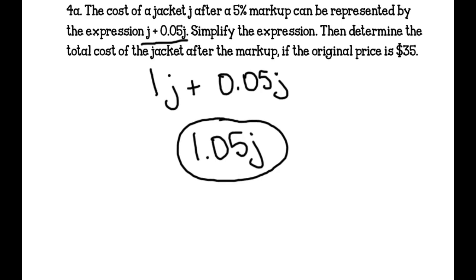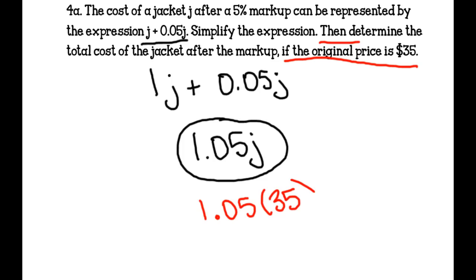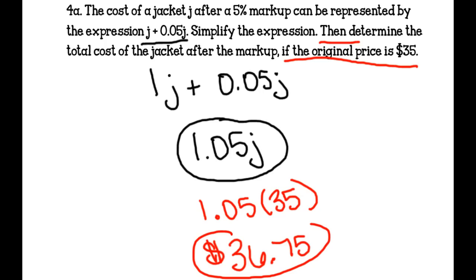But then they gave us a second part of the question. They said, then determine what the total cost of the jacket is after the markup if the original price is $35. So J is representing the original price. So we take 1 and 5/100 times 35. And we get $36.75. So that is how much, after they mark up the price of the jacket, it would sell for.